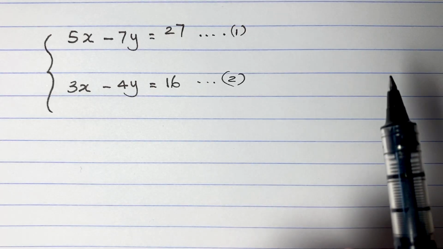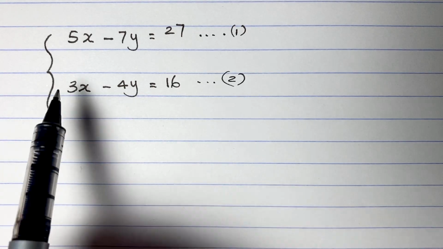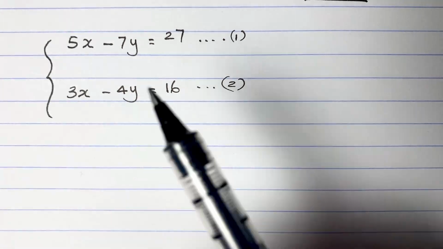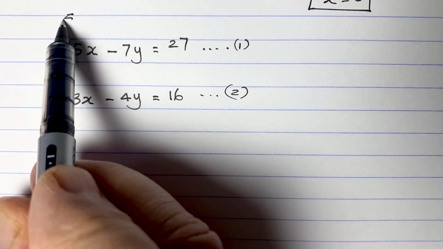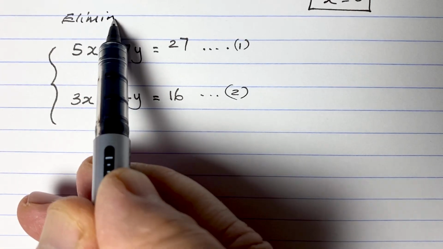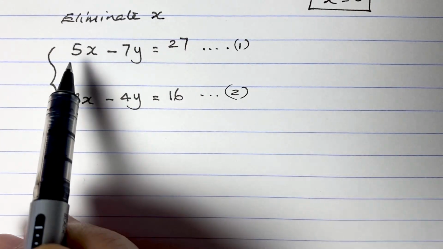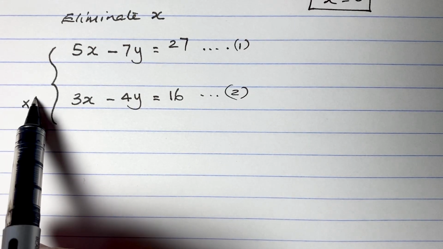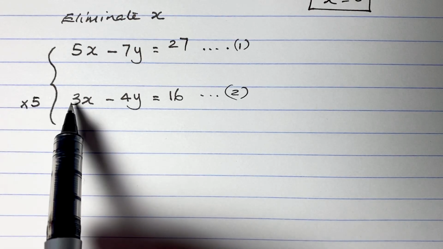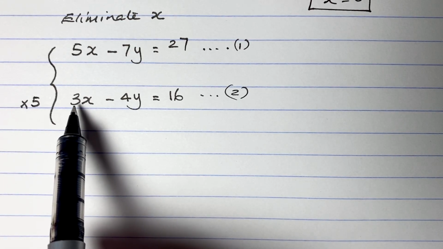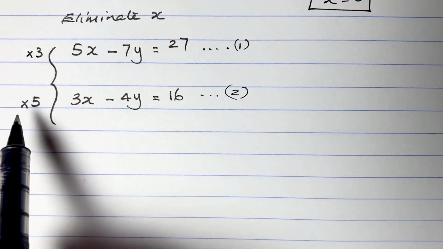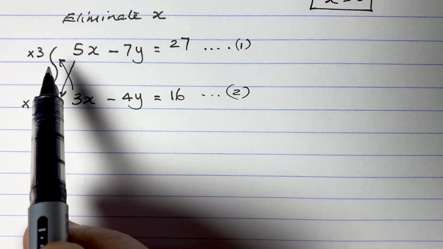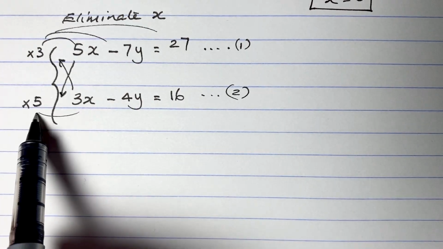We need to eliminate one of the letters. The choice is mine. I'll go for x. We can go for y if you wish. So eliminate x. Since I'm eliminating x, the 5 here is multiplied by the second equation. Here x is 3, 3x, and multiply this top one by 3. So that's gone there, and that's gone here. Multiply right through.